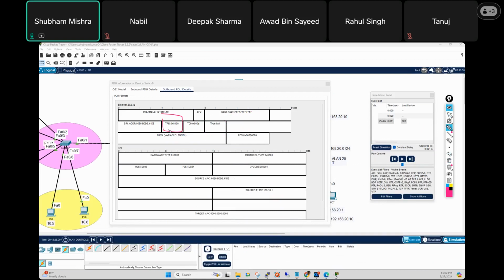This is TPID. Basically, by the help of this field, it is telling there is tagging. This field is telling what? In this packet there is VLAN tagging. Are you getting my point? TCI stands for Tag Control Identifier. This field is telling you this frame or packet belongs to which VLAN. Are you getting my point?